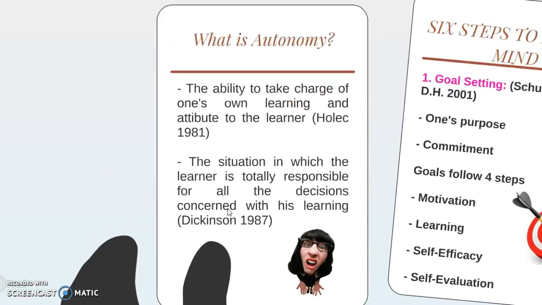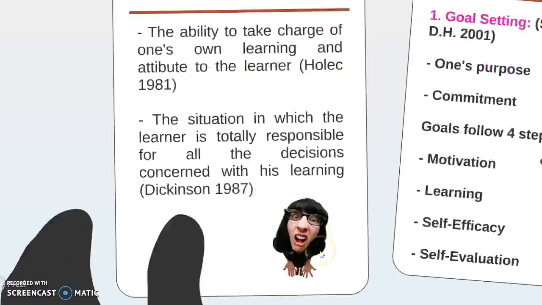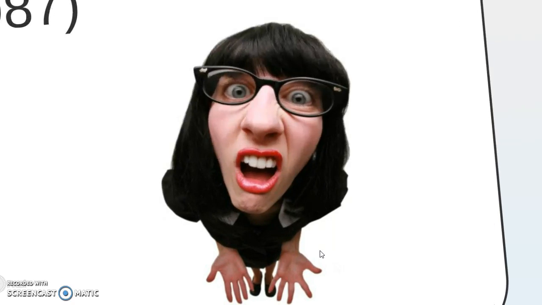Teachers wonder how to develop autonomy in our students. But first, it's important to recognize what autonomous means. Holec defines autonomy as the ability to take charge of one's own learning and attribute to the learner. On the other hand, Dickinson defines autonomy as the situation in which the learner is totally responsible for all the decisions concerned with his learning. Now the question is how?